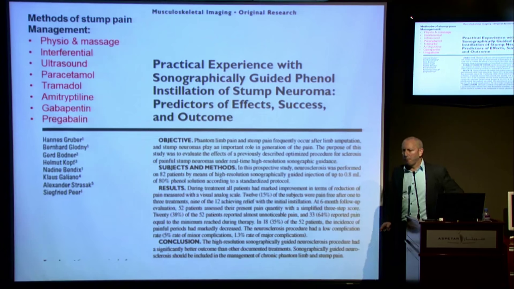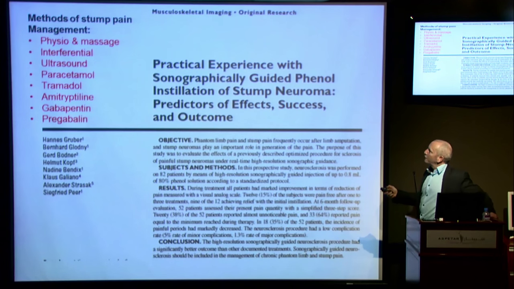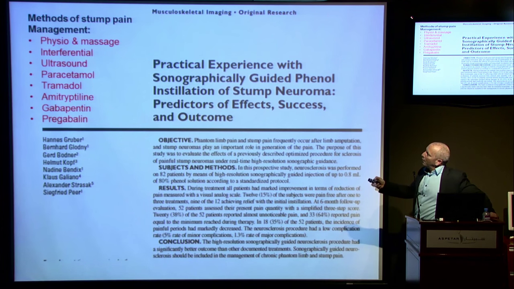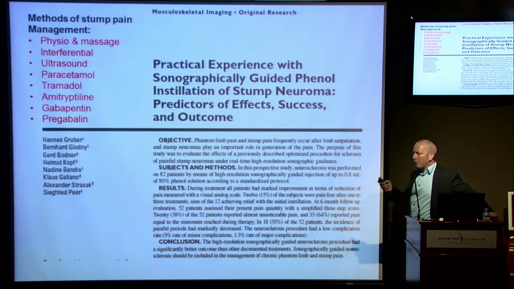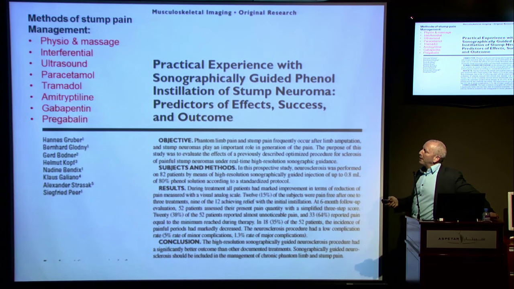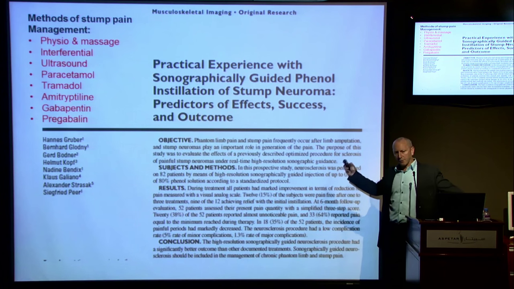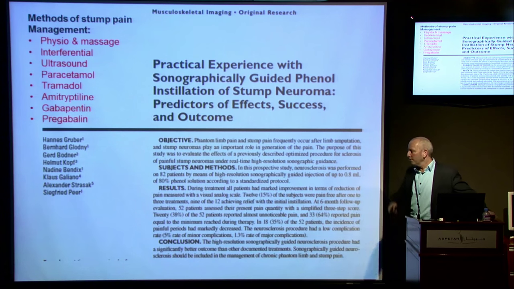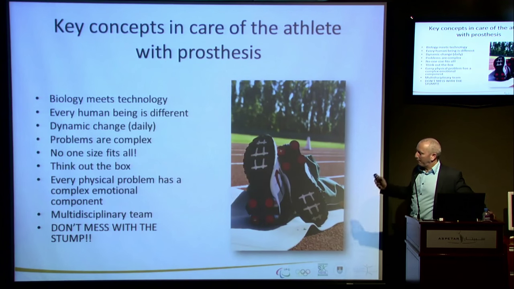What do we do with stump pain? These are the first line treatments: physiotherapy and massage. Then one can use interferential and ultrasound, and then a stepwise approach to the painful stump, particularly if there is a neuroma. We go through paracetamol, tramadol, and remember that these neuromas have a neurogenic origin of the pain, so amitriptyline, gabapentin, and pregabalin are also worthwhile. In this particular individual that I've showed you before, none of these worked, and we had to use sclerosing injections around the neuroma to get it sorted out.